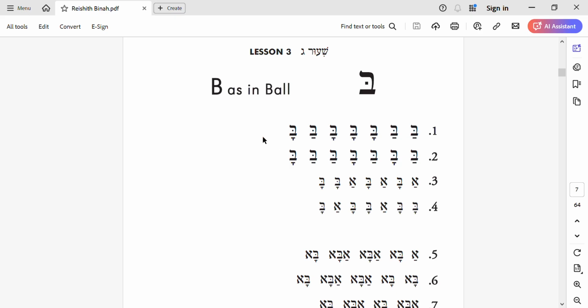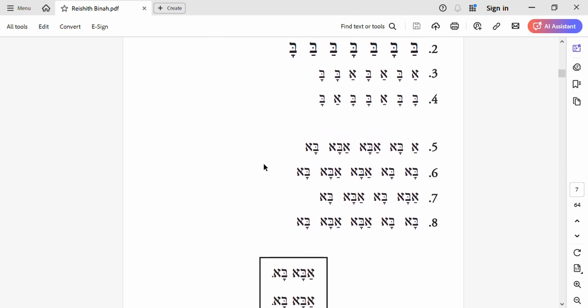So the vowels are basically what gives any letter some sort of movement. On its own, it's b, but when you give it some movement in these forms of vowel points, the movement will be a, so ba, essentially. So number 1 and 2, we read ba, ba, ba, all the way through. And then you can start crafting your first words.